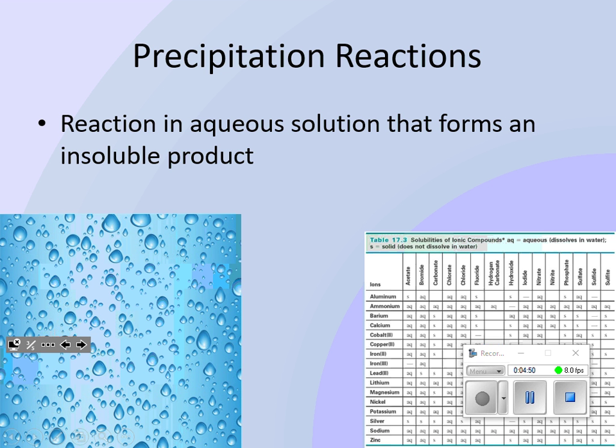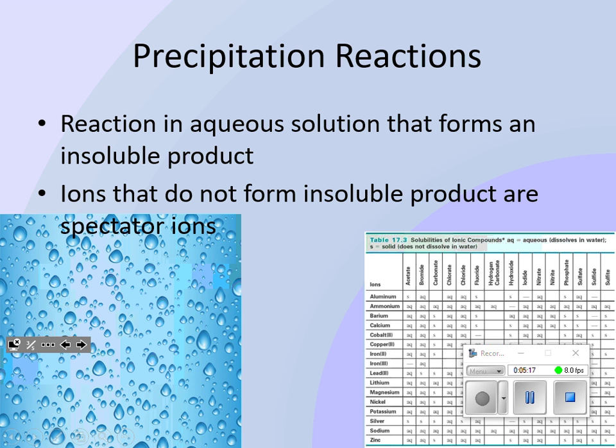That's why on the solubility table I gave you over the summer, it had I's and S's. I meant insoluble. S meant soluble, which is kind of confusing because S also means solid in phase notation. Actually, the one I'm showing you on the smart board right now is probably a little bit better because it shows aqueous and solid. Recall that if it does not create the insoluble product, it is a spectator ion.